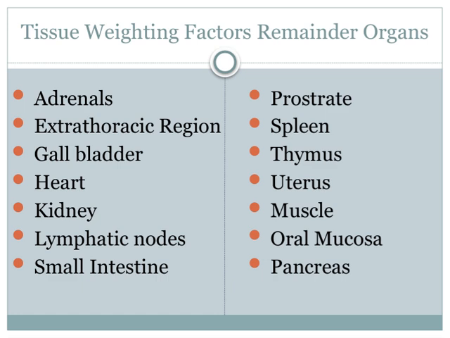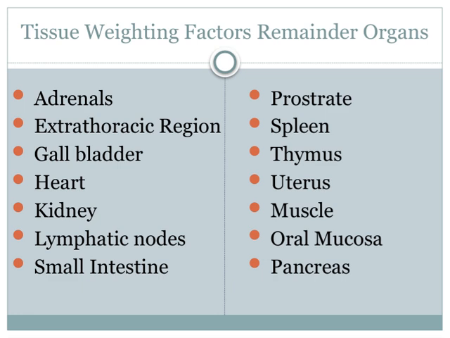The pancreas is not only essential for digestion, but also for insulin production, and the adrenals, or adrenal glands, produce hormones that regulate stress and metabolism. Moving beyond the thoracic cavity, we have the extrathoracic region, which includes organs outside the chest, such as the gallbladder, responsible for bile storage, and the heart, the powerhouse of our circulatory system. The kidneys are critical for filtering blood and maintaining fluid balance. Lymphatic nodes form part of our immune system, helping fight infections.